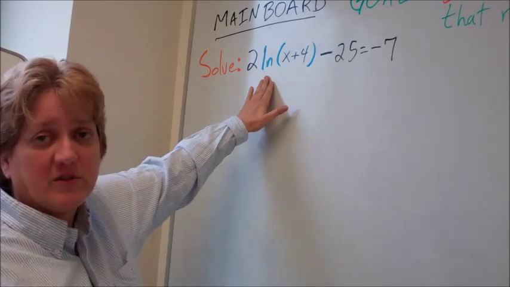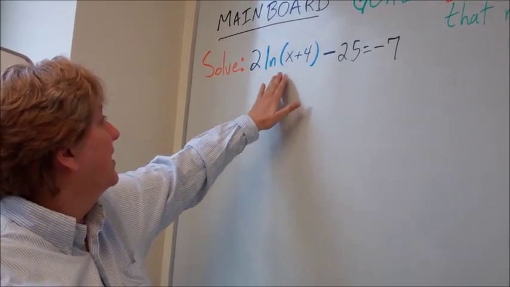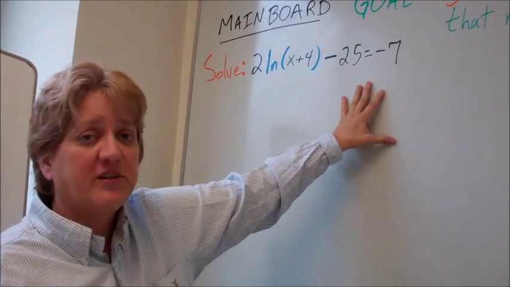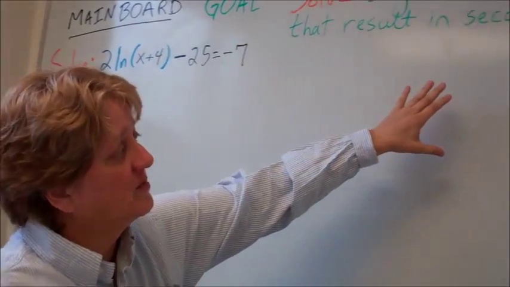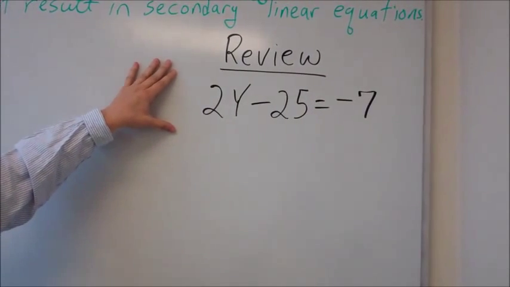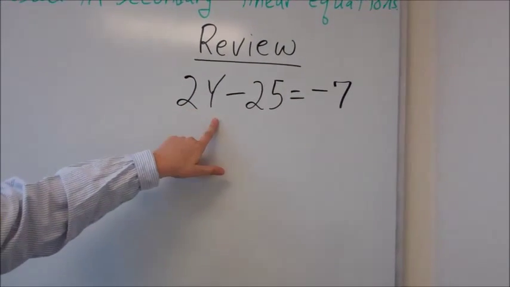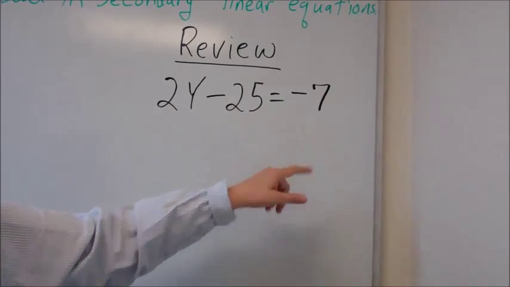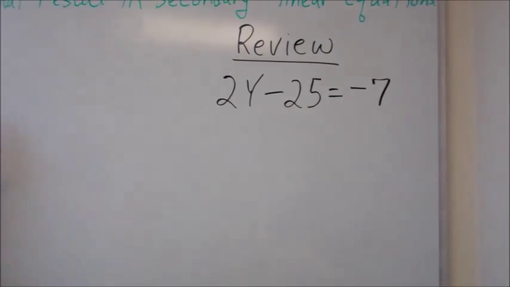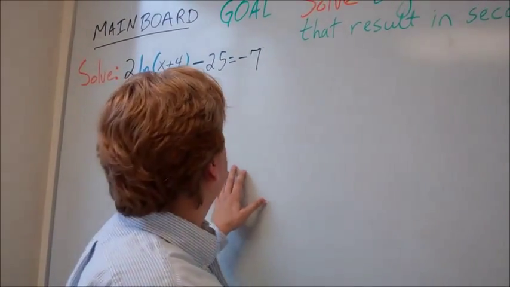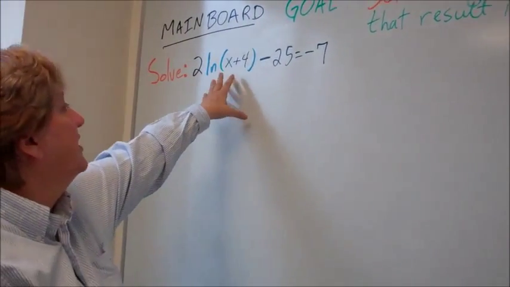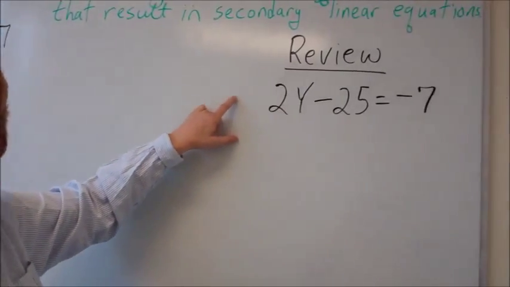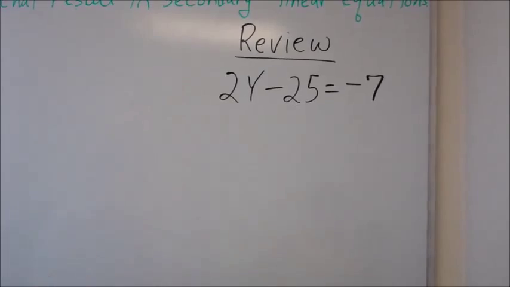Notice the logarithm is in blue. This is because it's a relatively new object. The rest of the equation should be very similar. If we take a look at a similar equation with the same structure, 2 times some expression minus 25 equals minus 7, it has the same structure as our original equation, the only difference being the original equation has the logarithm. This equation you should recognize. That's a linear equation.